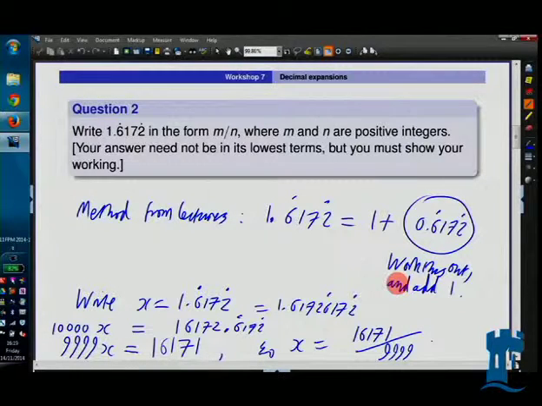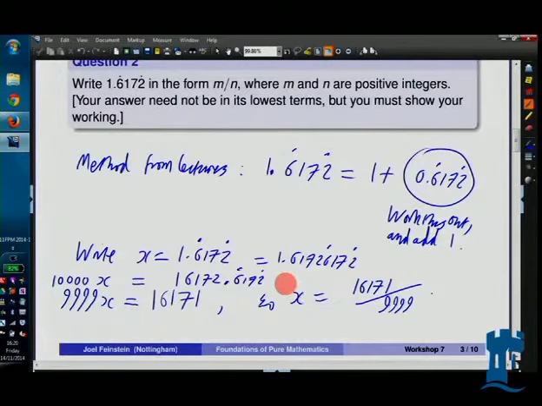Any questions about that? Yes? I don't understand that step where you do 9999x. Okay. How did you minus 1 at a time? Okay. I'm subtracting x. Okay, good. Let's have a look at that in more detail. Okay. So 9999x.